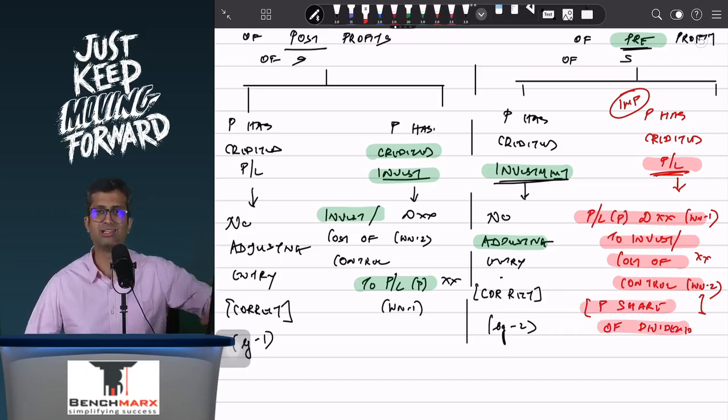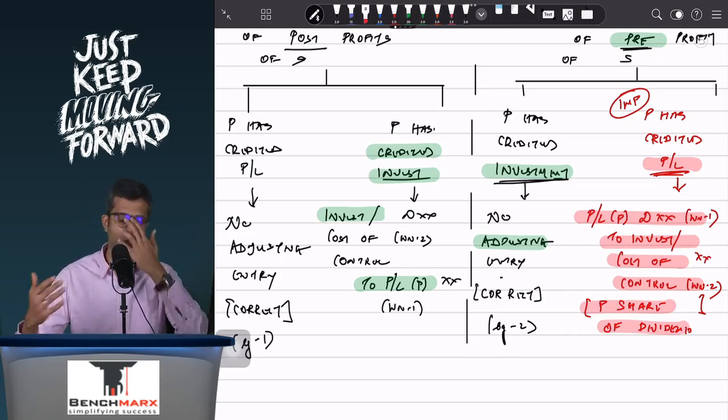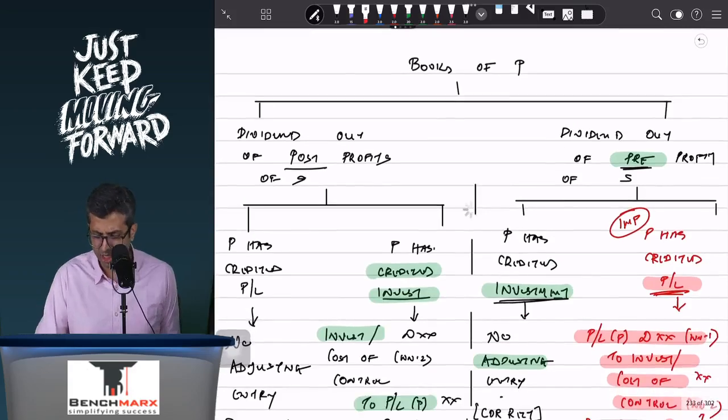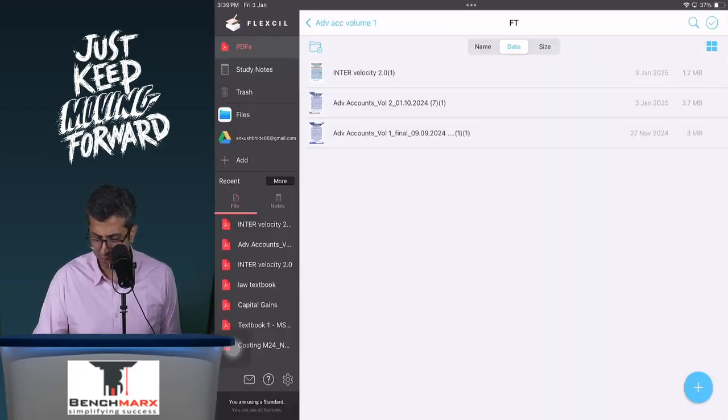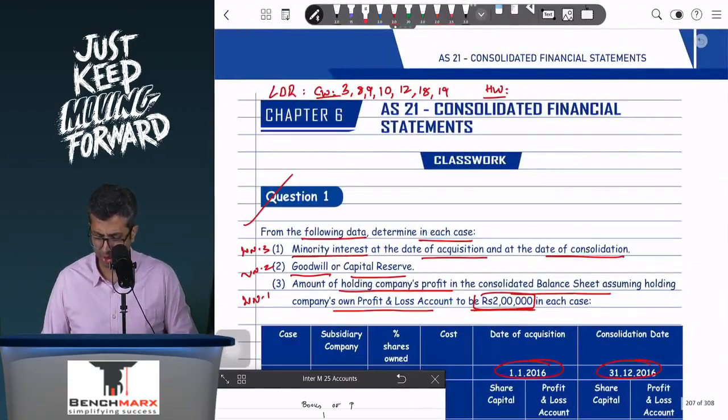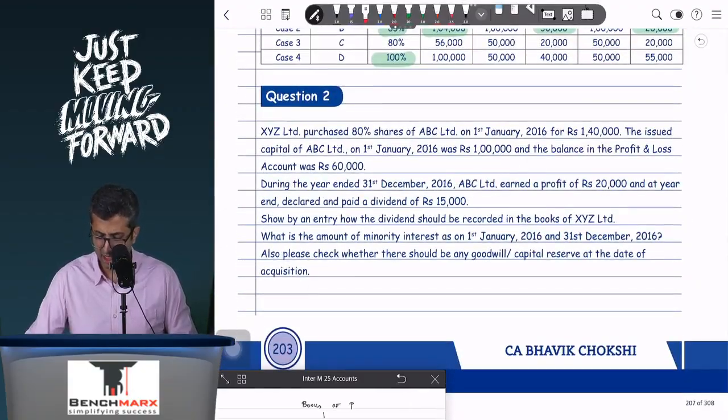If you are able to get this correctly, well, you are able to solve for dividend adjustment properly by and large. Okay, so over here, if you review a few questions to see the application of your understanding for the dividend, let us say you go to question number 2. Question number 2.